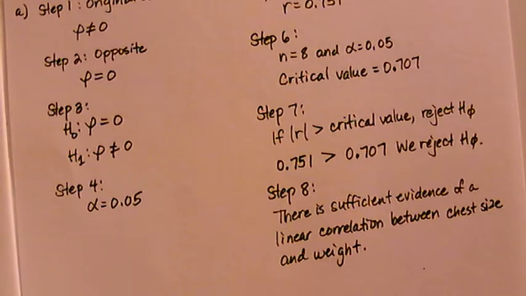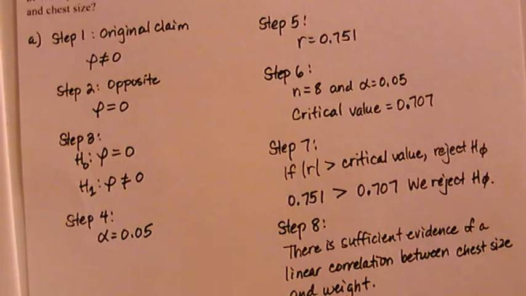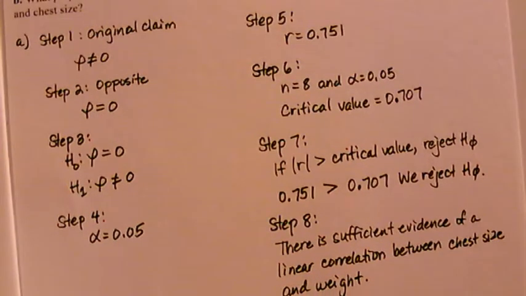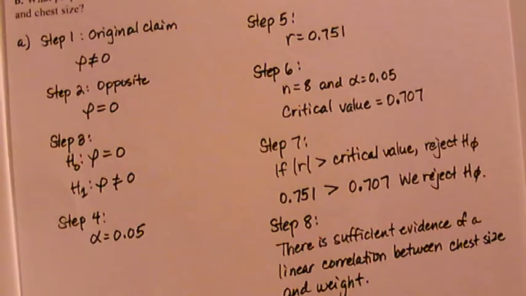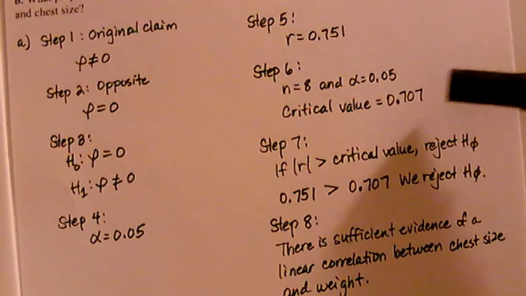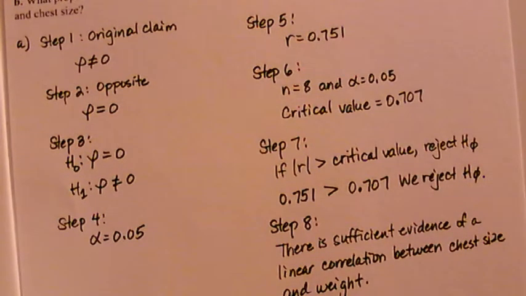Okay, that's our conclusion here. Now this one is quite simple because we already know what the linear correlation coefficient was that was given to us in the problem. Since we didn't have any sample data, we had to use the critical value approach to compare that linear correlation coefficient with the critical value.